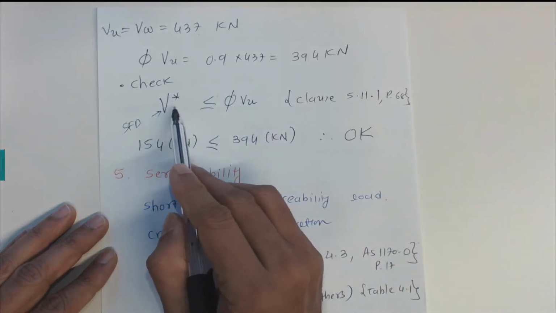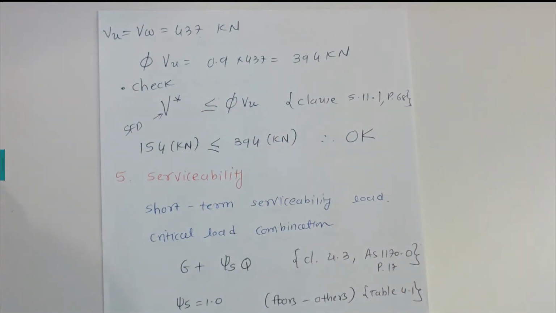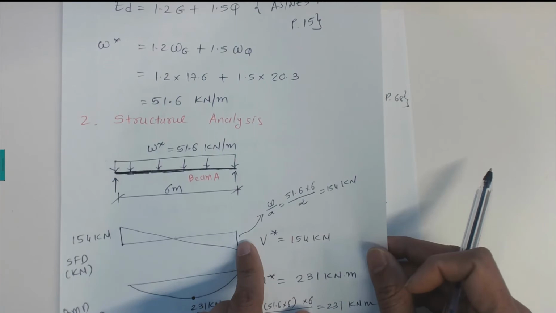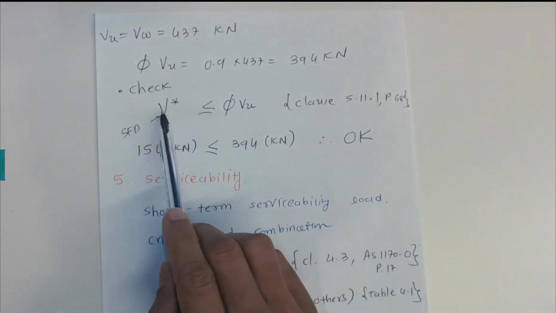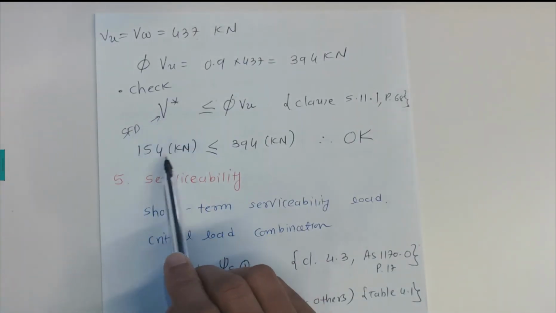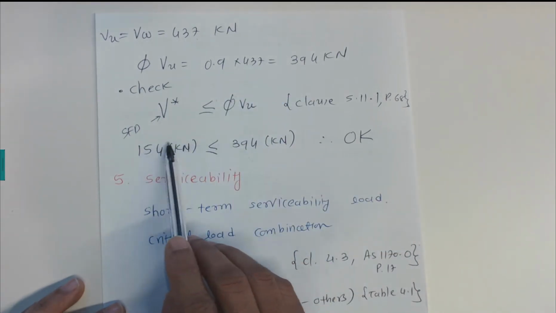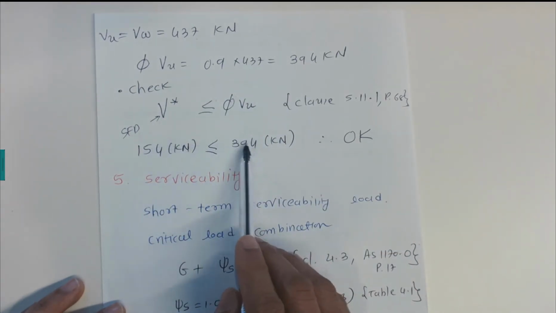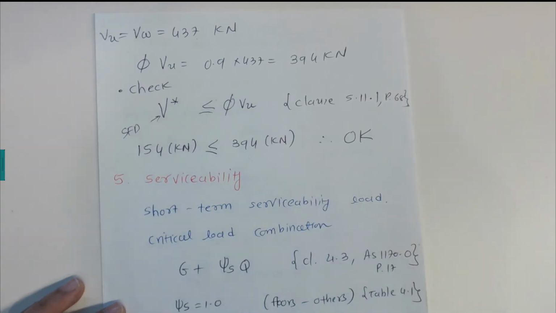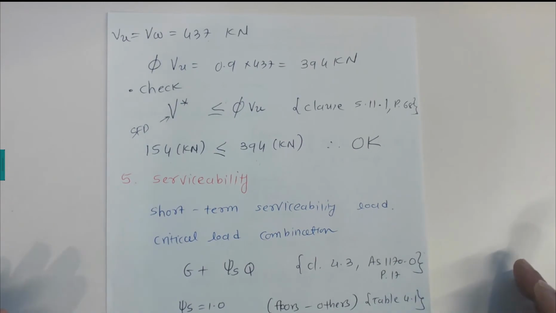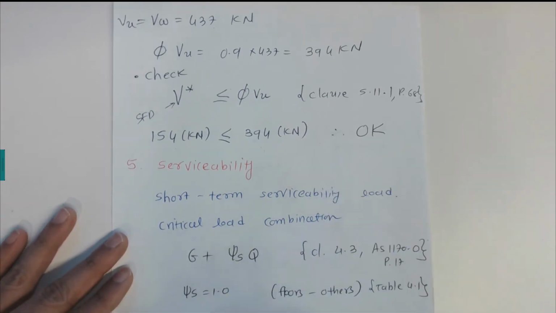Now from this 154 that we calculated at the start in the structure analysis, 154 kilonewtons is the design shear force, and phi Vu is 394, which we just calculated. This 394 is far greater than 154. Generally a beam has a very high shear capacity and they don't generally fail in shear, so that should be okay.